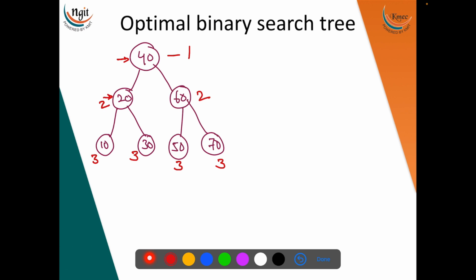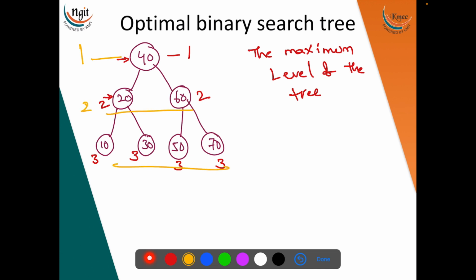So, what I am trying to say is, the maximum number of comparisons is exactly equal to the level of the tree. Now, what is this level of the tree? This is the first level, this is the second level, and this is the third level. So the maximum number of comparisons will always be equal to the level of the tree. Now, this is the successful case. In both the 30 case and the 50 case, we found the element in the tree. That means it is a successful search.